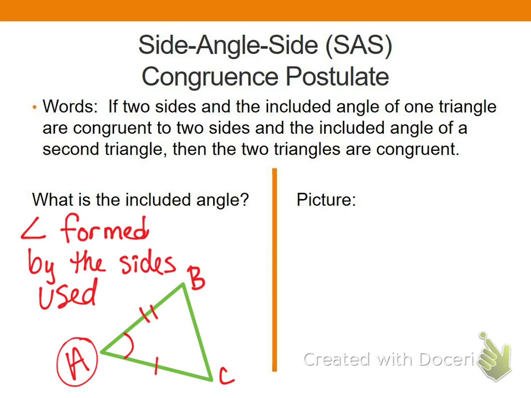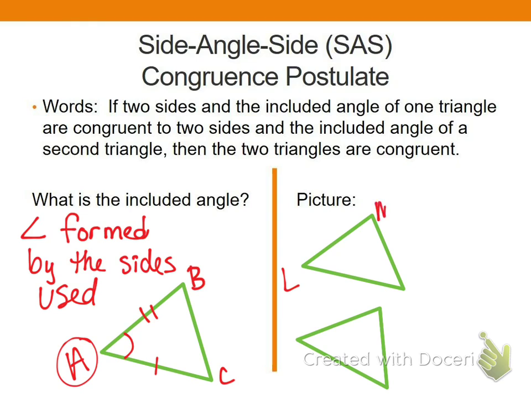Okay, so then if we wanted to make a picture for side angle side, I don't know that I'm going to write out all the congruent statements, but I'm going to have a hard time fitting these in here. I'm going to drop it below. Okay, so let's call this LMN and QRS.